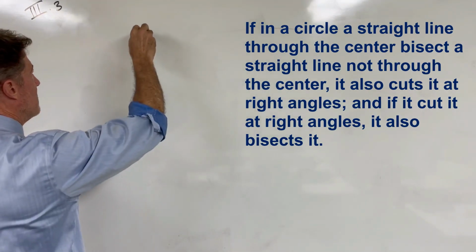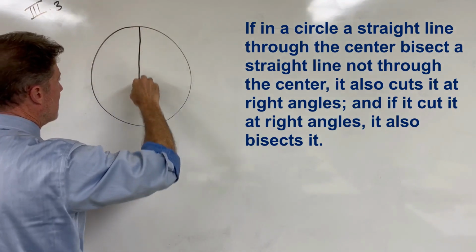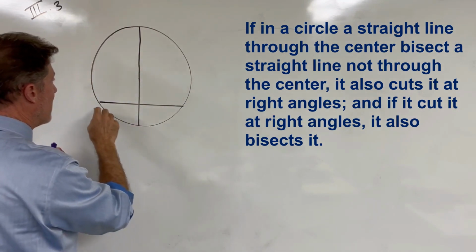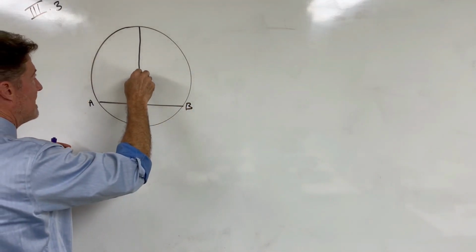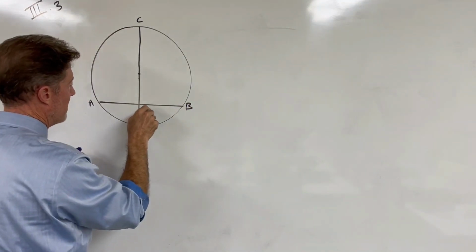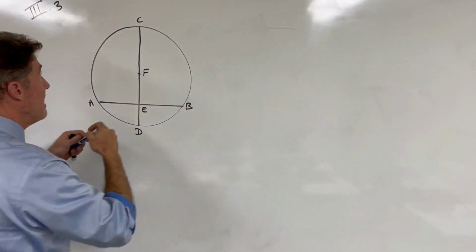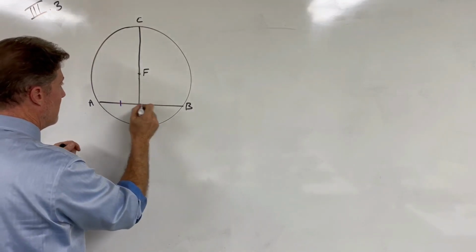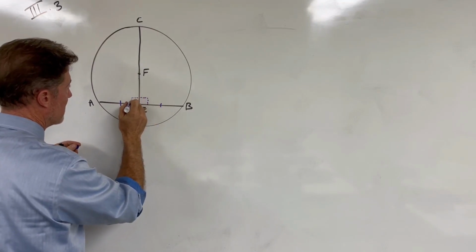So here's our situation. We have a circle, and running through the center of the circle, we have a line, and it's going to bisect a line not through the center. So let's have a straight line not through the center being bisected by another line that is running through the center. Call this point of intersection E, we'll call this center F. So if CD, which runs through the center of the circle, bisects line AB, then we're going to prove that it cuts it at right angles.